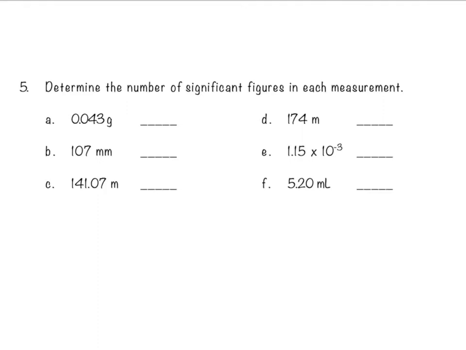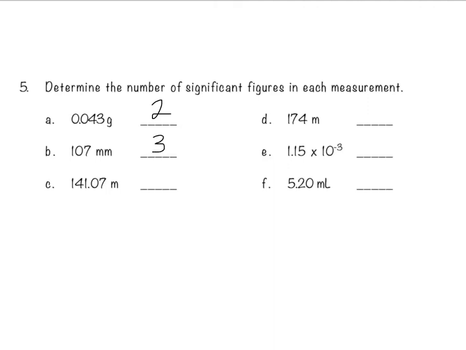To determine the number of significant figures in each measurement, we're going to apply the Atlantic-Pacific rule. And so in A, you'll notice it is present. We're going to start from the left-hand side. Neither 0 is going to count. The 4 and the 3 are both significant. This one has 2. For B, 107, there's no decimal point present, so it is absent. We're going to start from the Atlantic side. The 7, the 0, and the 1 are all significant.